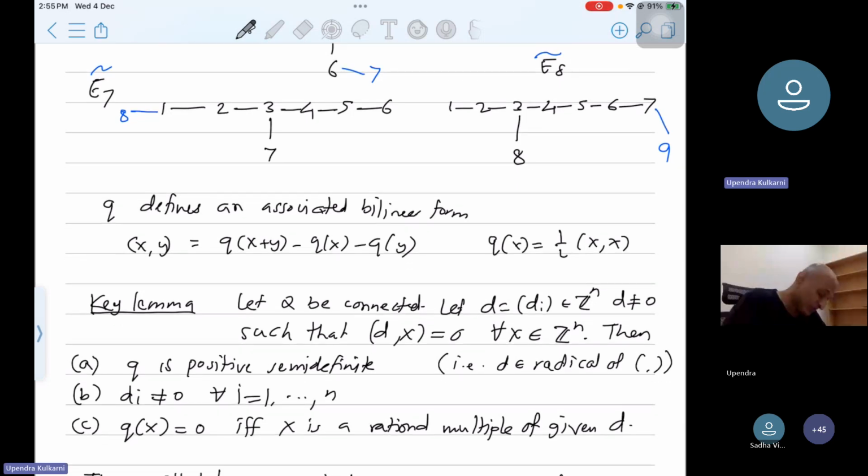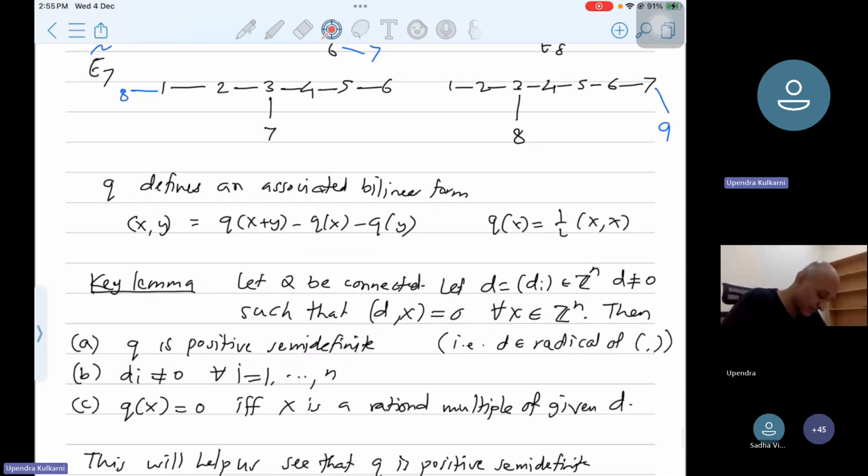Not only that, if I have such a vector D, then it cannot be 0 in any one of the slots. In every slot it has to be non-zero. And moreover, the radical is really one-dimensional, that is, the radical is generated by a single vector. I'm sorry, I didn't get why that directly implies positivity in the other. I understand semi-definite, but it could be indefinite or something like that, right? No, but this is a claim. We have to prove this.